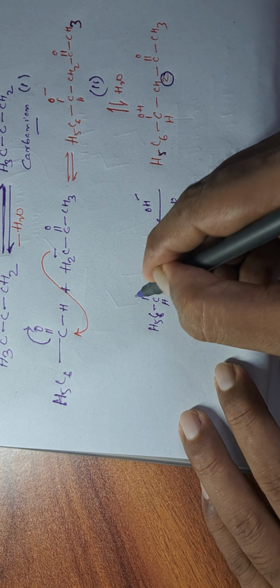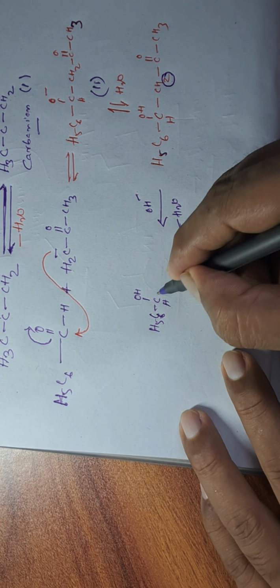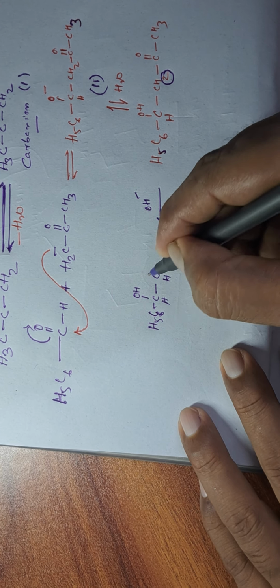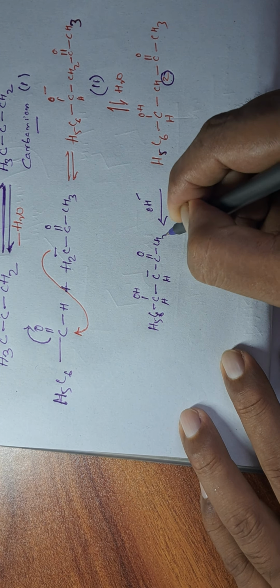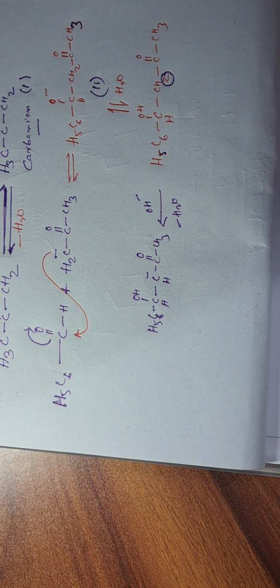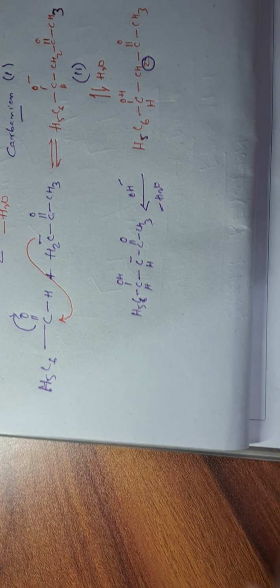Still the hydroxyl is there with this particular carbon, right? Now we have a CH, we have minus, we have C double bond O, and then followed by a CH3. Fine. Chalo. So what next? Now what next?